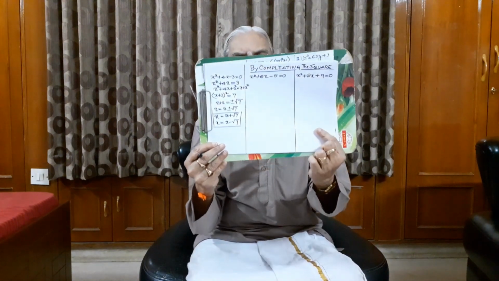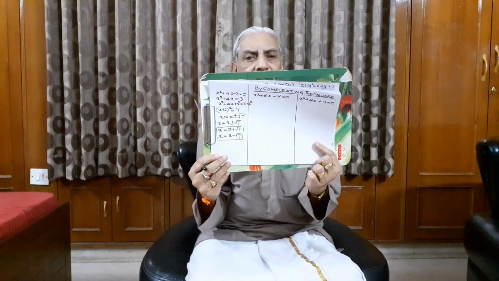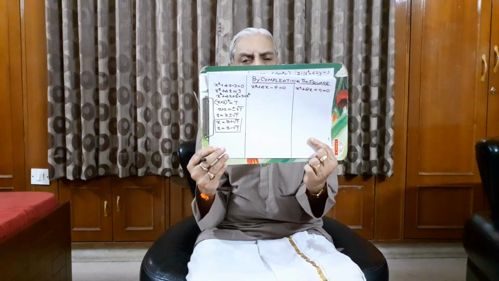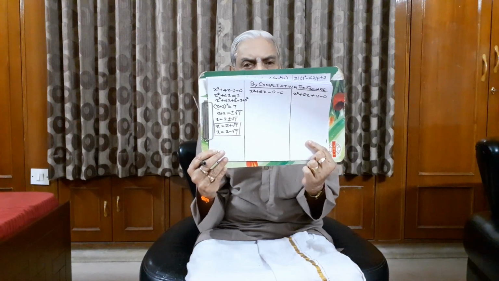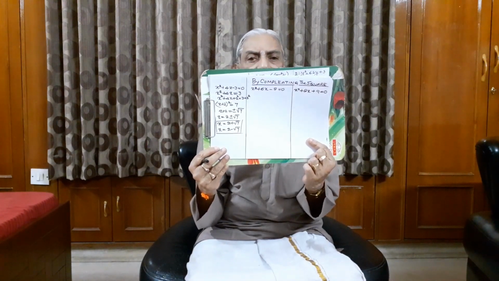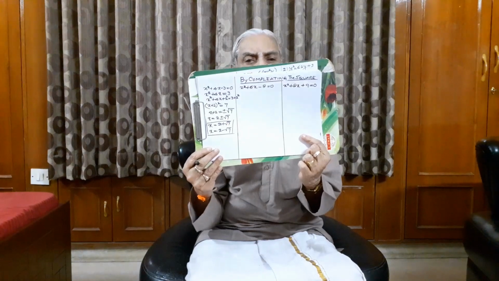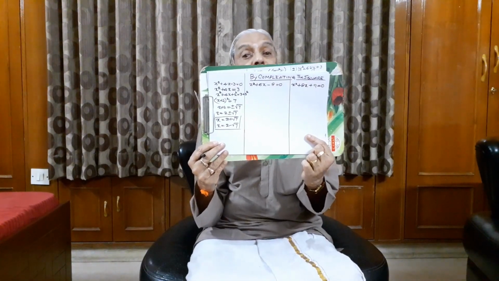So, therefore, x is equal to 2 plus root 7 is one root, and x is equal to 2 minus root 7 is another root. They are the two roots of the equation. Write 2 plus root 7 and 2 minus root 7 separately. I have separated the roots and written x is equal to 2 plus or minus root 7, which means 2 plus root 7 and 2 minus root 7 are the roots of the equation. They are the irrational roots.